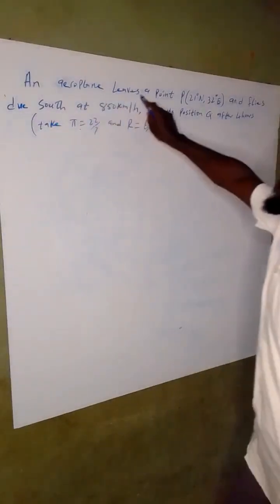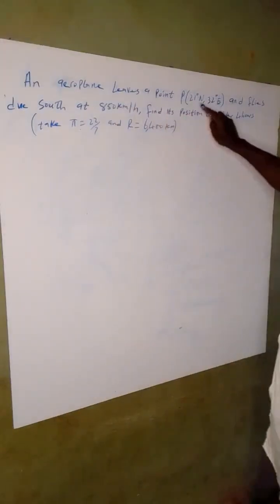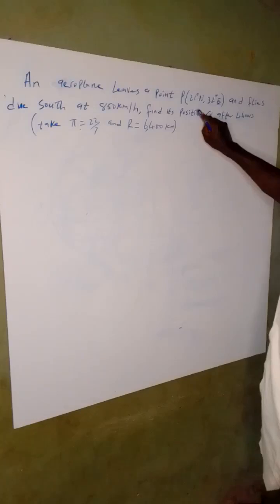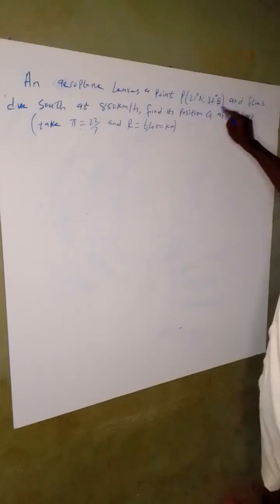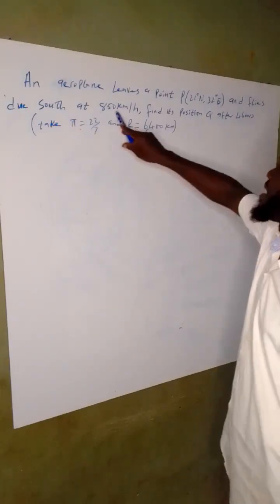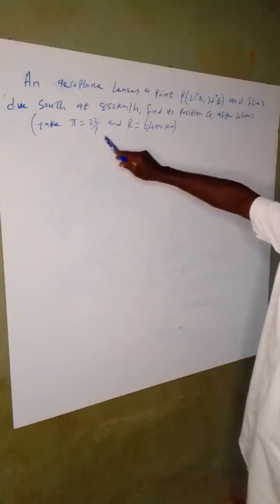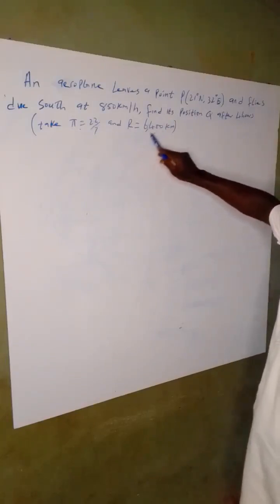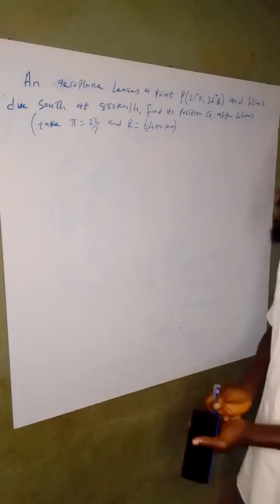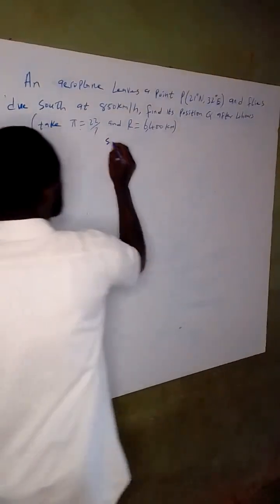An aeroplane leaves a point P, which is 21 degrees north and 32 degrees east, and flies due south at 850 km per hour. The speed is given. Find its position Q after 4 hours. Take pi to be 22/7 and the radius of the earth as 6,400 km. Alright, let's solve this one. Solution.